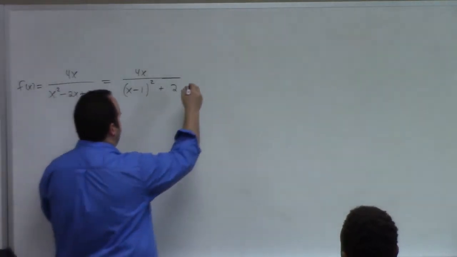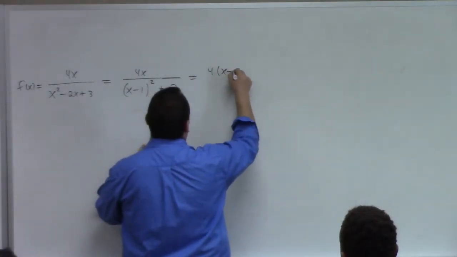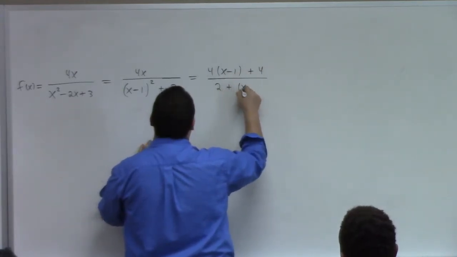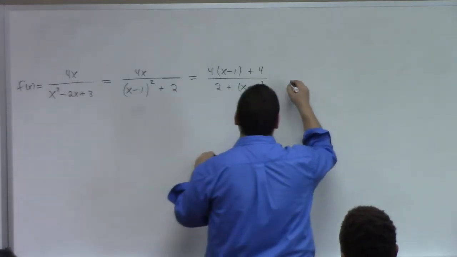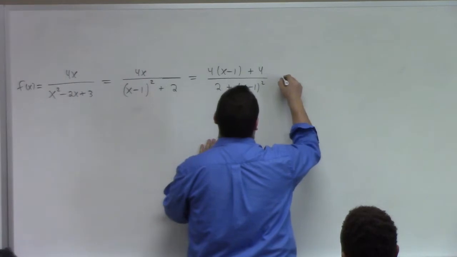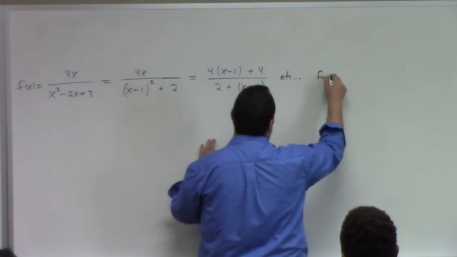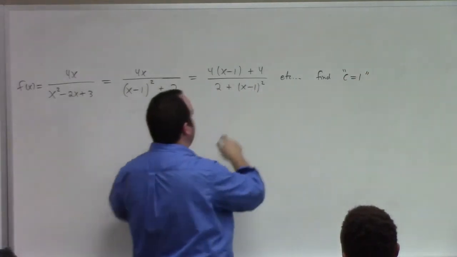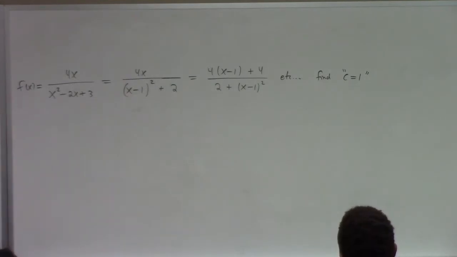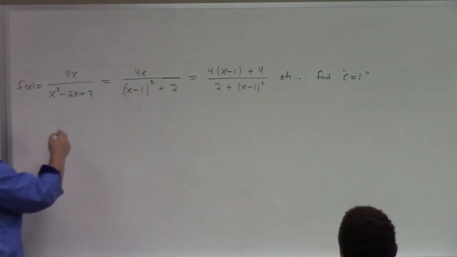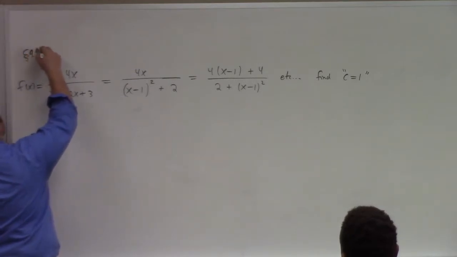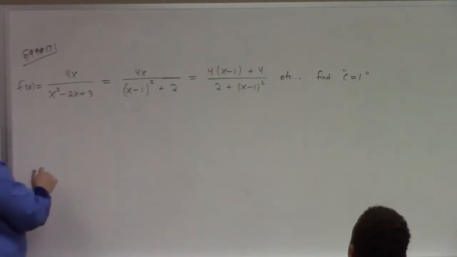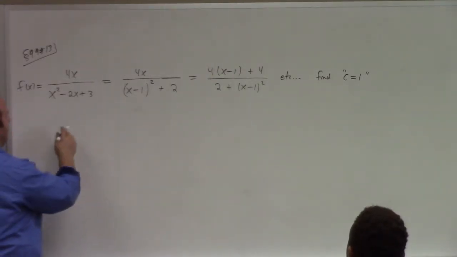And so then I could say, well, that's really 4 times x minus 1 plus 4 over 2 plus x minus 1 squared, et cetera, to find, in terms of the book, c equals 1 expansion. Expansion about c equals 1 you could find from that, just straight geometric. But the book asks us in number 13 to do it for c equals 0, right? So that doesn't help me for c equals 0. What do I need to think about for c equals 0 here?